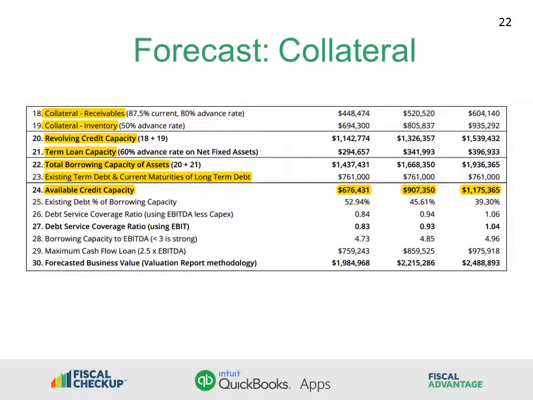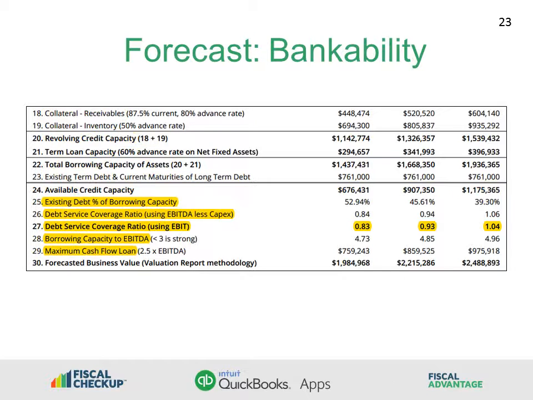Fiscal Checkup reviews the revolving credit on short-term assets and the term credit on long-term assets, both of which are totaled on line 22, the total borrowing capacity of all the assets of the company. The existing debt is deducted to arrive at the available credit capacity on line 24. Lines 25 through 29 show key ratios that determine the bankability of the business.